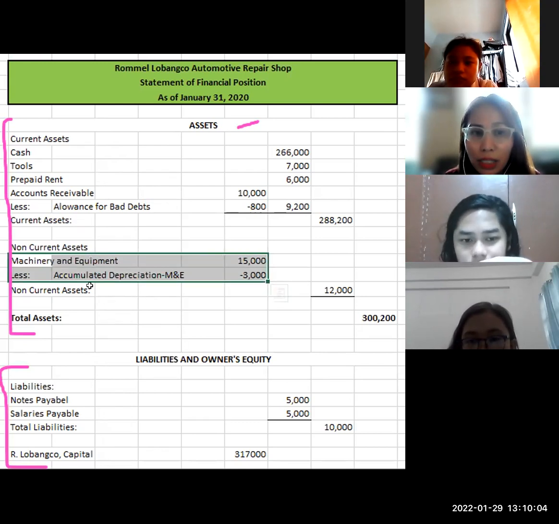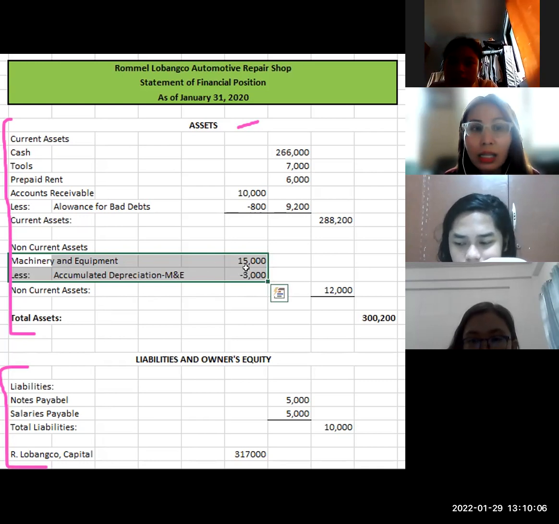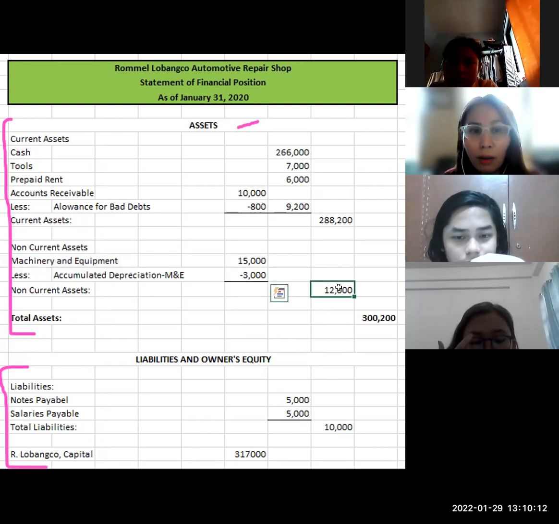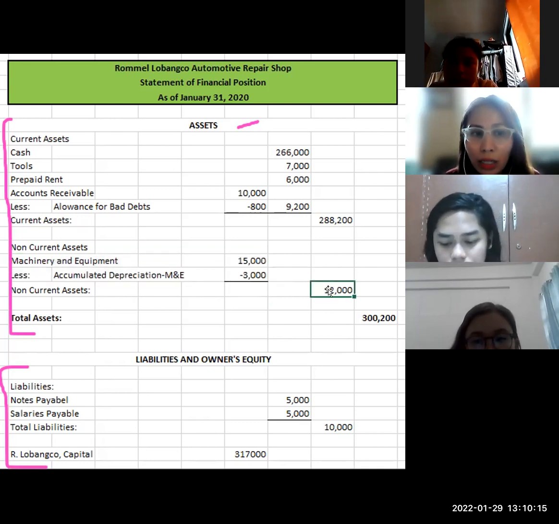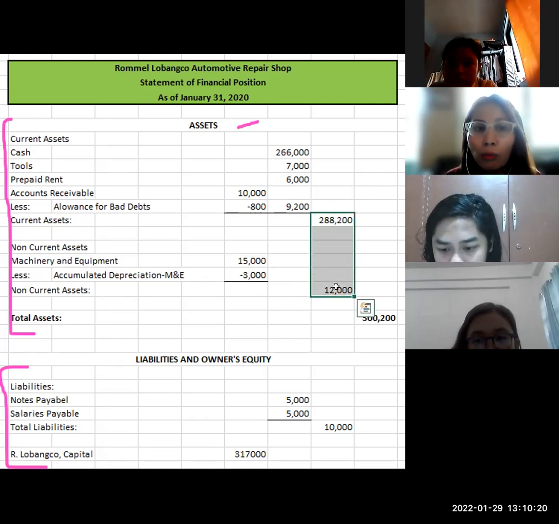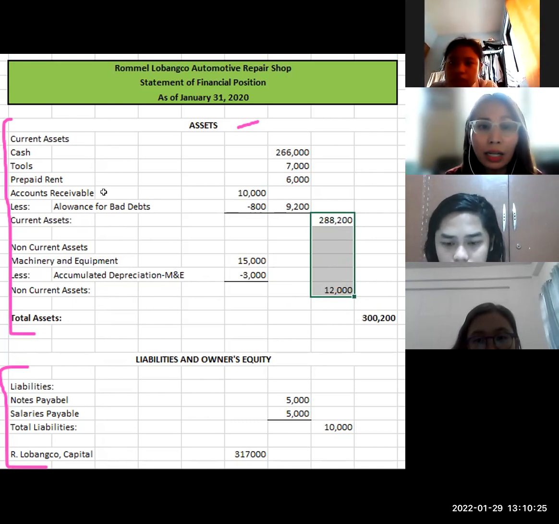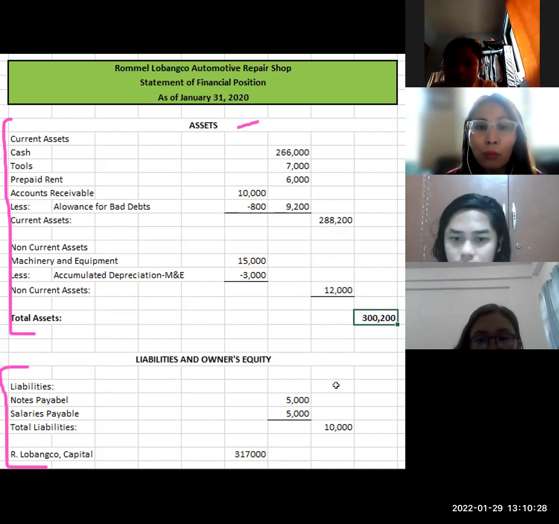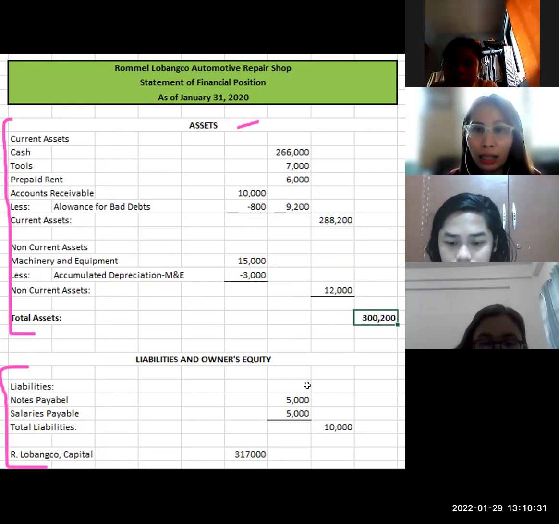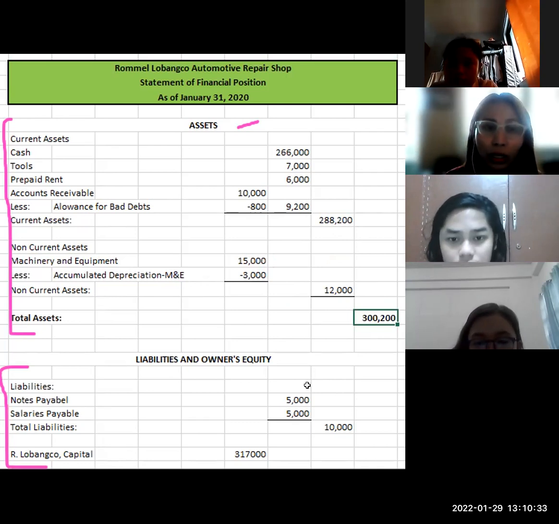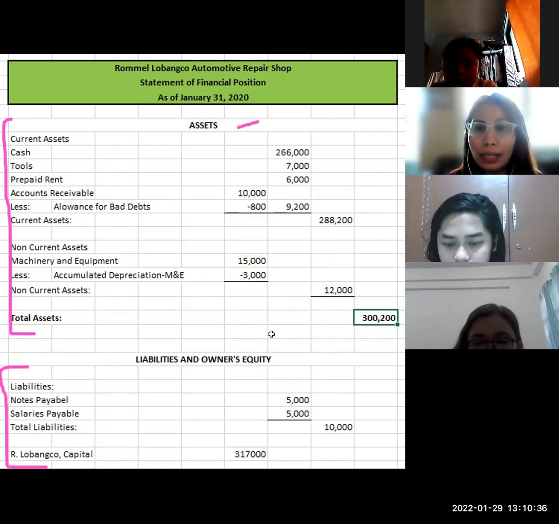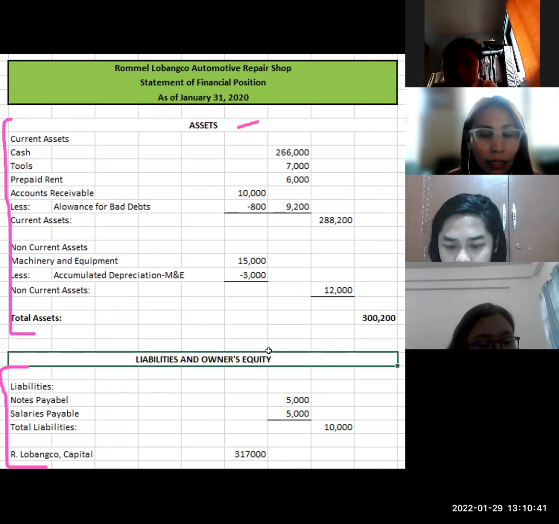So, yung accumulated depreciation natin ay 3,000 pesos. I-deduct natin from machinery and equipment. Now we have the new amount on our non-current asset. It is 12,000 pesos. Add all our assets. Non-current, kasi di ba subdivided into two, current and non-current asset. Pag add natin yan, now we have 30,200. I will send this one later sa GC natin. Okay? I will send this one later. Next.